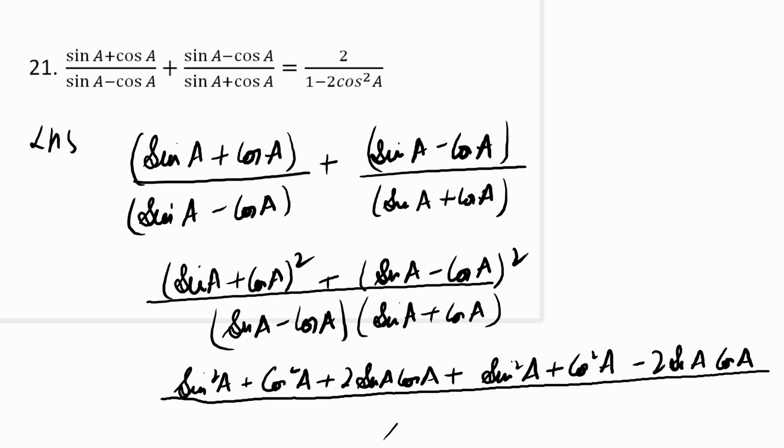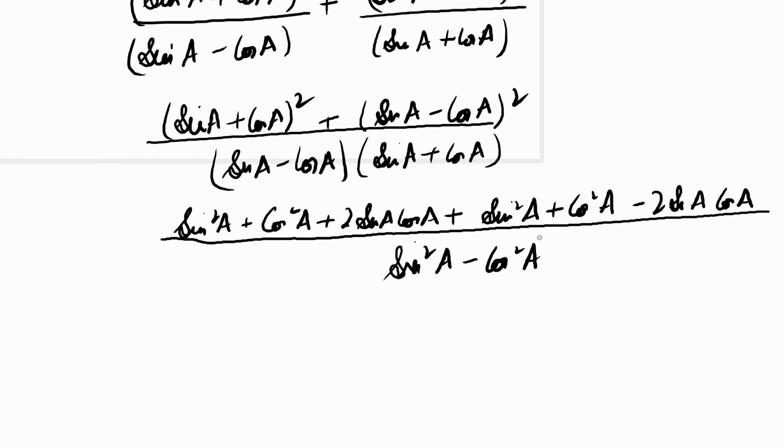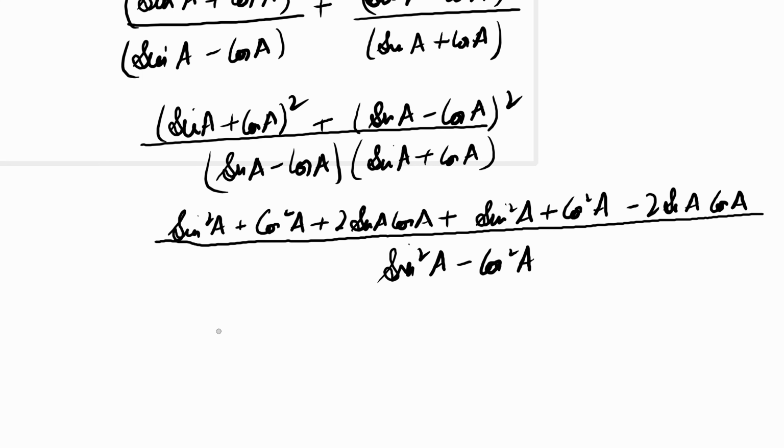And the denominator will become sin square A minus cos square A. A plus B, A minus B: sin square A minus cos square A. This will become 1. This and this will cancel out. This will become 1 plus 1.